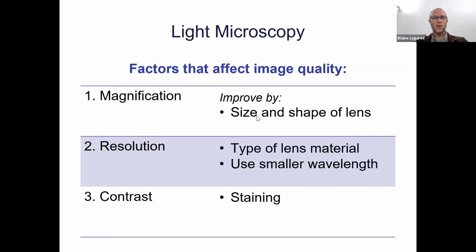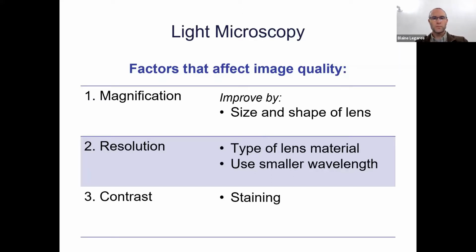And the last thing is contrast. What is contrast? Contrast is the ability to see the edge of something. So we can see edges really well by staining them. I showed you a bunch of pictures that are improving these types of qualities in the images.